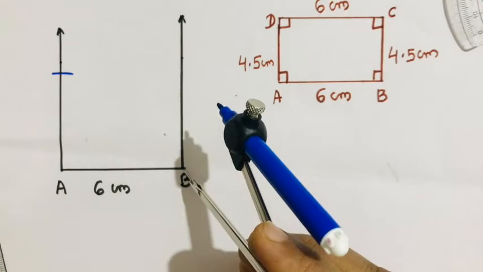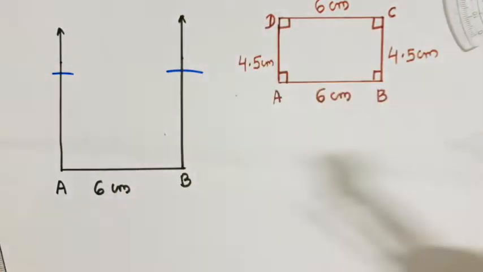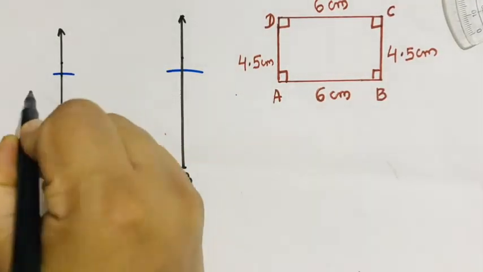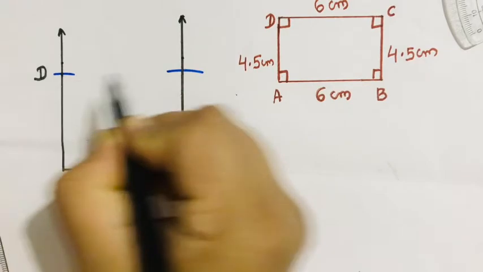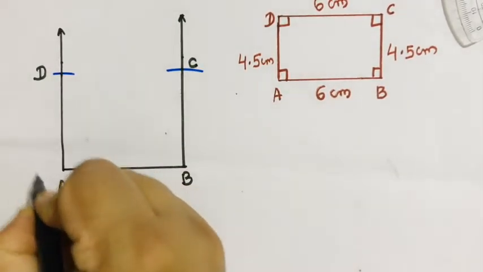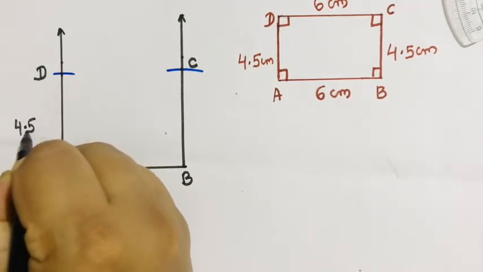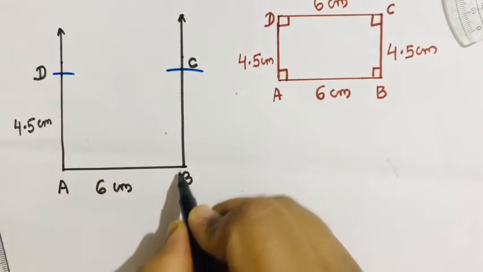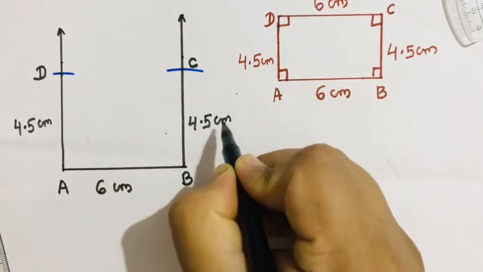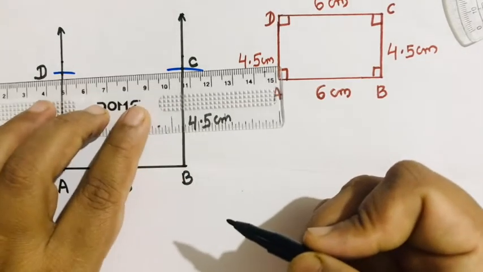Keep the steel point at point B, draw another arc. So this point is point D and this point is point C. Distance of AD is 4.5 cm. Distance of BC is 4.5 cm. Because opposite sides of a rectangle are congruent, they are equal.